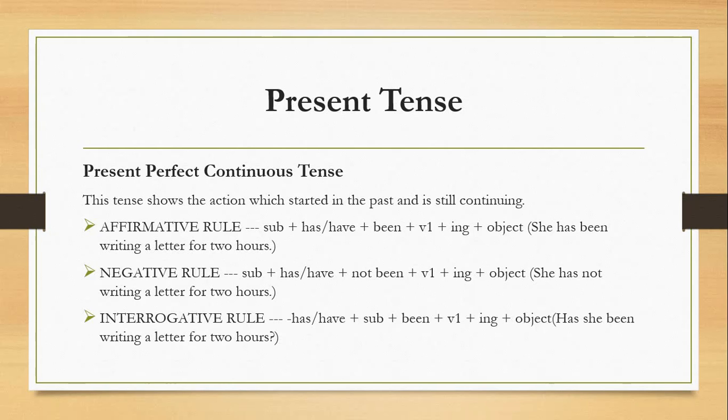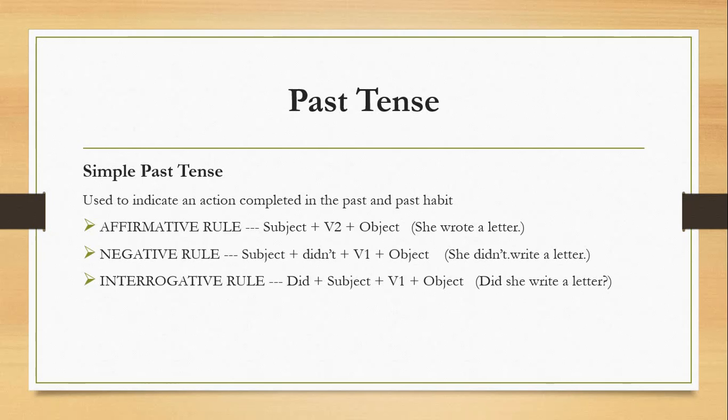Okay, now we will talk about past tense. First, let's begin with simple past tense. It is used to indicate an action completed in the past and past habit. Again, here the same thing is given: affirmative, negative and interrogative rules. Affirmative: subject plus V2 plus object. V2 is the past tense form of the verb. She wrote a letter. Negative: subject plus didn't plus V1 plus object. Do remember, when we already write did, we do not write V2 again. We write only V1. For example, she didn't write a letter.